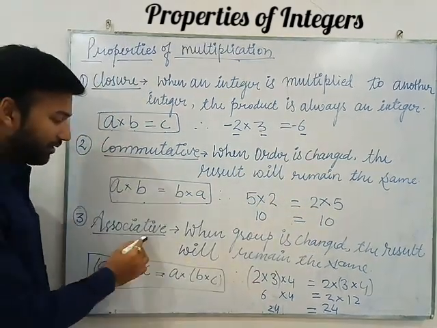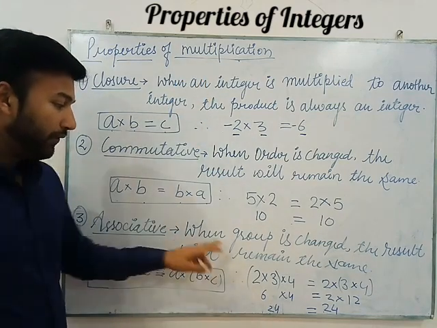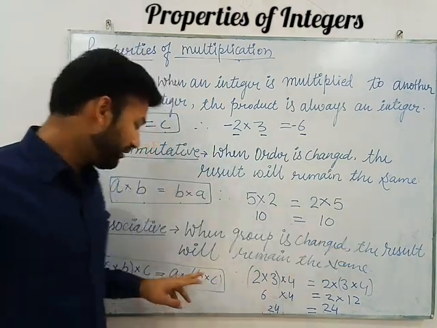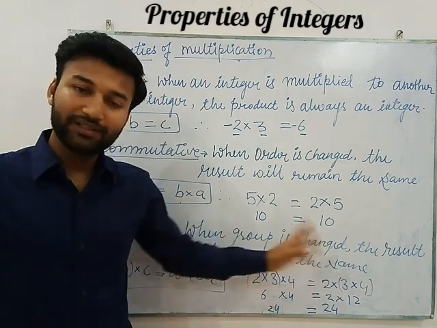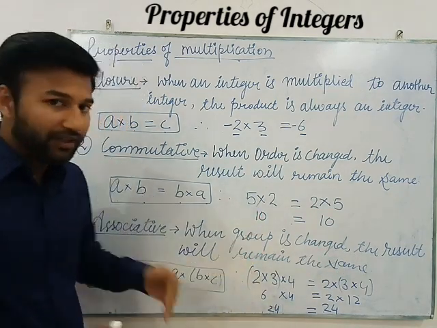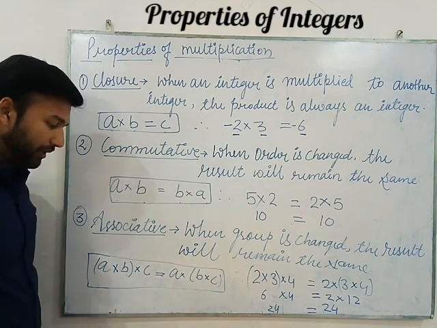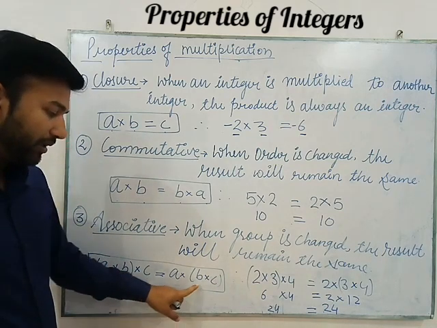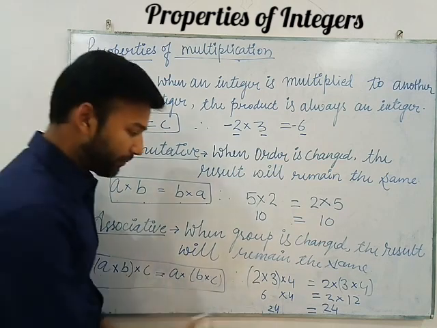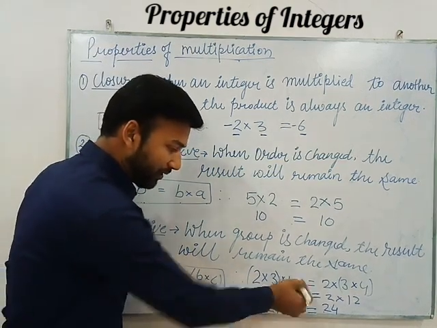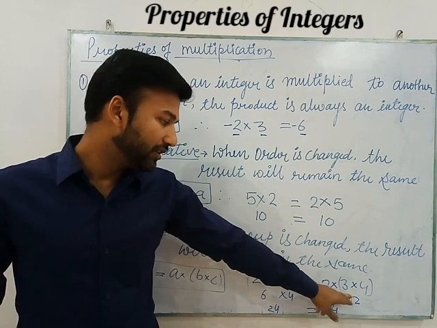Third, associative property of multiplication. When group is changed, the result will remain the same. Means there is no change in their result when we change the group. For example, A multiply B multiply C is equal to A multiply B multiply C. For example, 2 into 3 multiply 4 equal to 2 multiply 3 multiply 4.